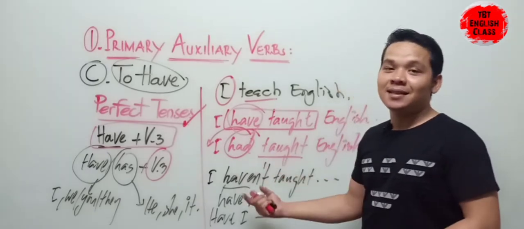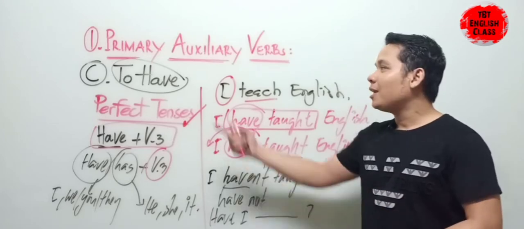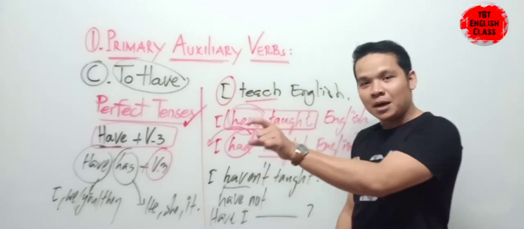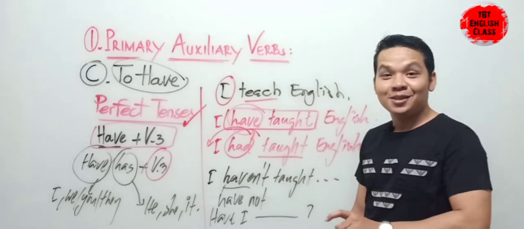So when you want to change it to be a question: Have I taught English? So this is the lesson that I want everyone to learn about primary auxiliary verbs: verb to be, verb to do, and verb to have.